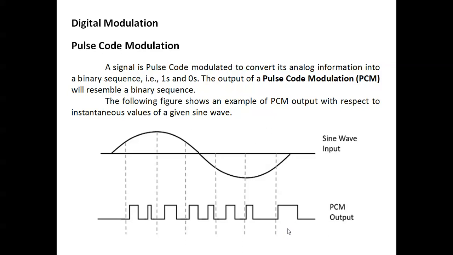You see a sine wave, that's the input. The following figure shows the pulse code modulation with respect to the value of the sine wave. The sine wave is shown, and the pulse code modulation output is also there. You see that.